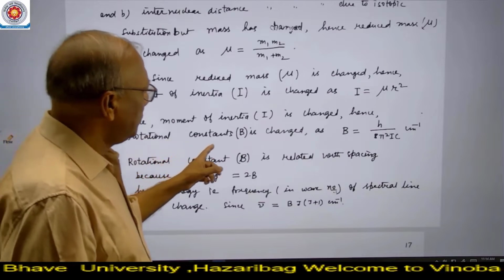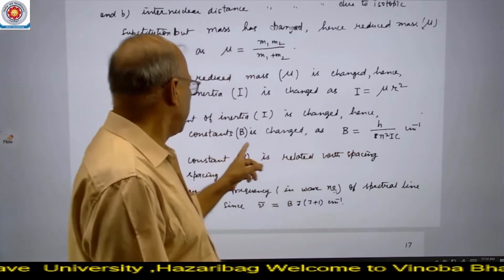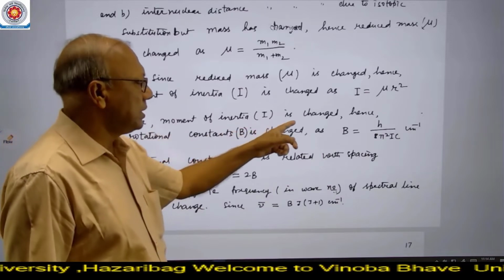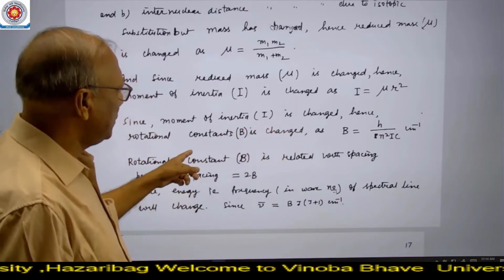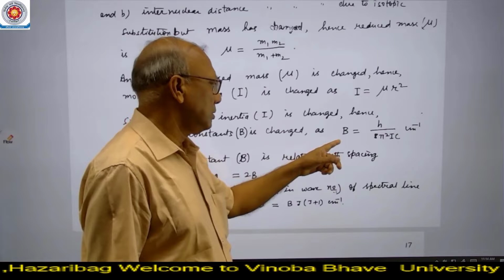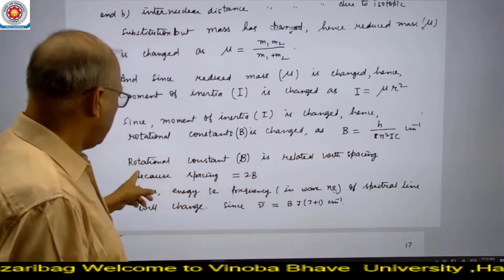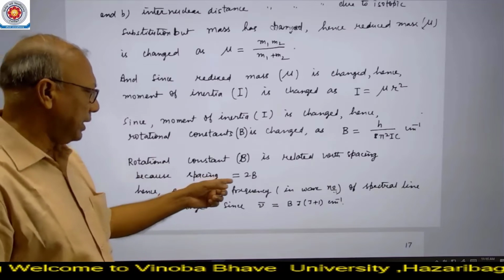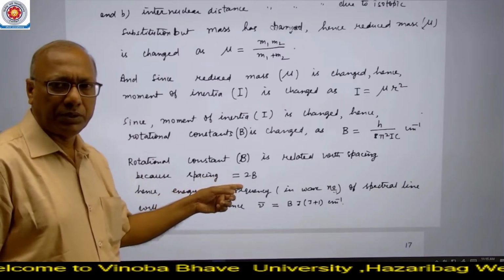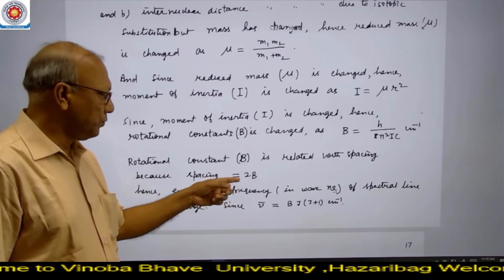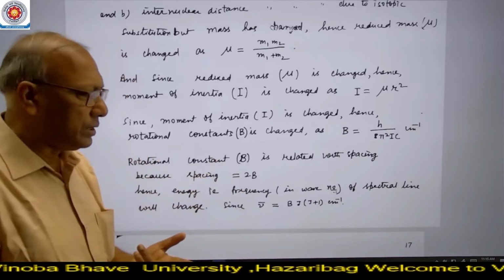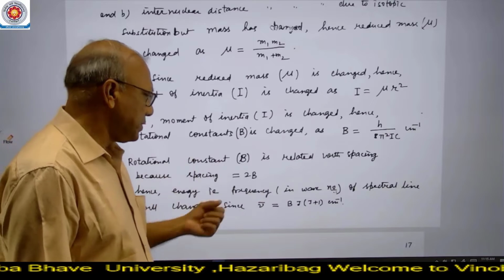And moment of inertia is related with the rotational constant B. So when the moment of inertia changes, there will also be a change in the rotational constant B. This B is related with spacing, because we know that spacing in rotational spectra is equal to 2B. So when the value of B changes, the value of 2B changes, and hence the spacing will change.